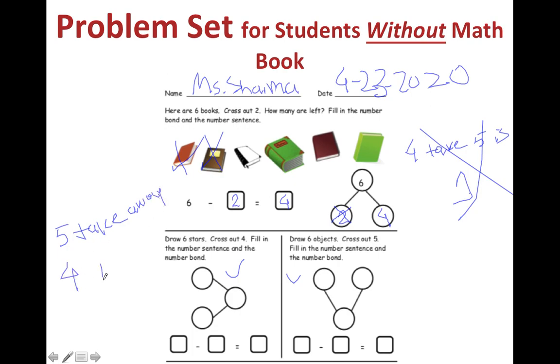4 is 1. Again, this is the correct way to do it. You put the big number first and the smaller number goes second, and then you have the answer, which is smaller than the number you began with.